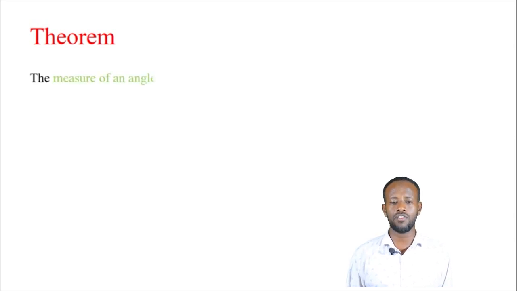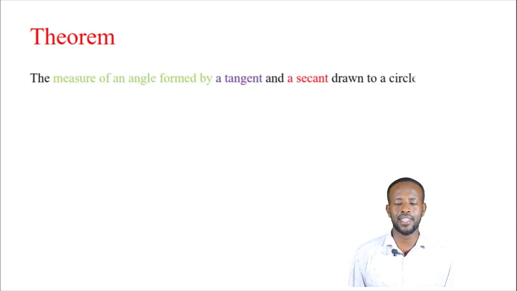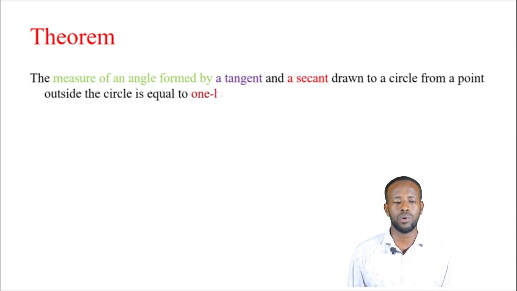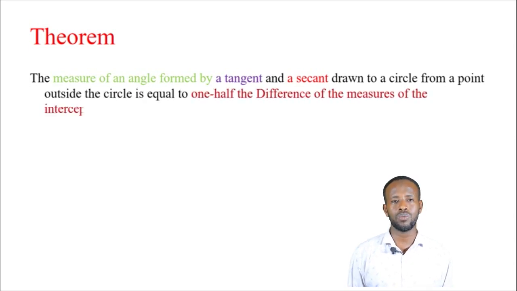The measure of an angle formed by a tangent and a secant drawn to a circle from a point outside the circle is equal to 1/2 the difference of the measure of the intercepted arcs. Students, can you change this into figure form?